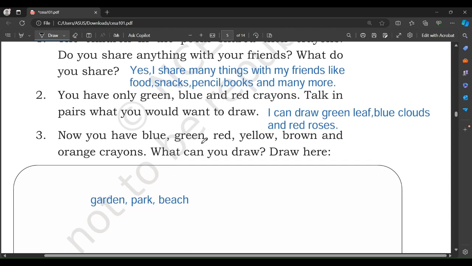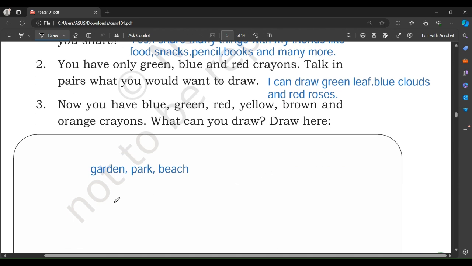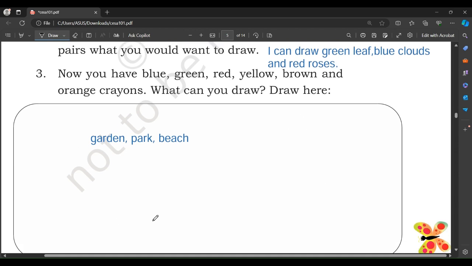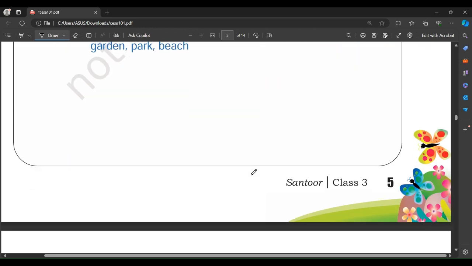Now you have blue, green, red, yellow, brown, and orange crayons. What can you draw? Draw here. So you can draw a garden with green color leaves, red color flowers, blue color flowers, right? Then you can draw a park, beach, yellow sun, brown toys or brown chocolates. See, using all these colors, you draw something there in the space provided.